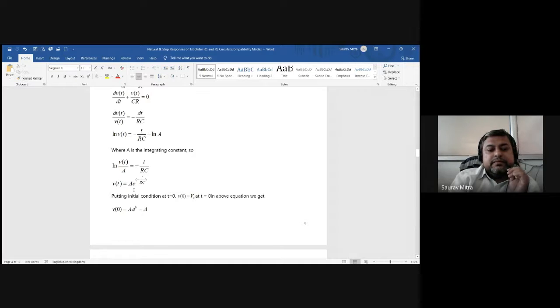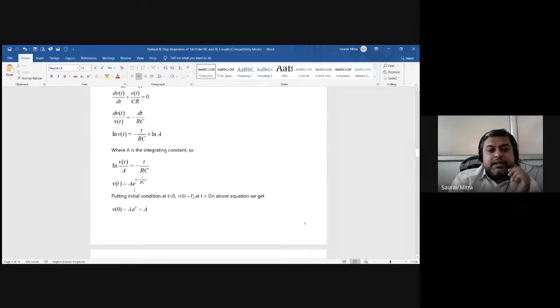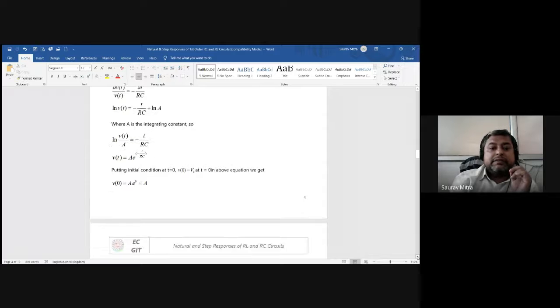V(t) equals A e raised to minus t divided by RC. Understandable? So what is A? A is the initial voltage: you connected the voltage, and at the time you thought of removing it, the capacitor had stored V voltage. So actually A is V0. That is the initial voltage, and the initial voltage will come to zero after a certain time.